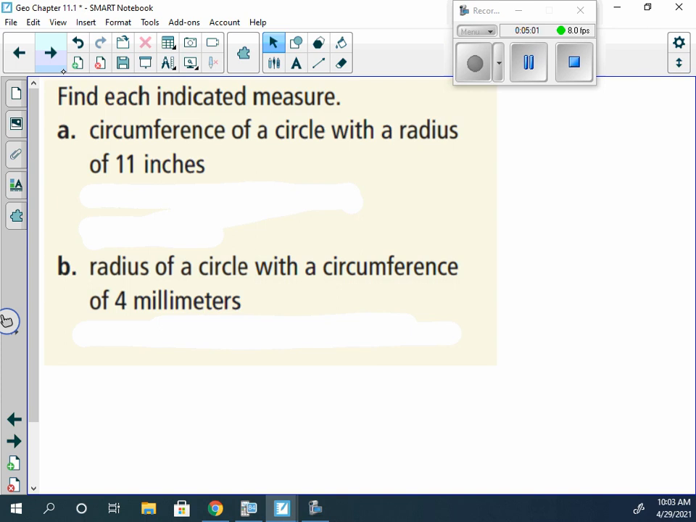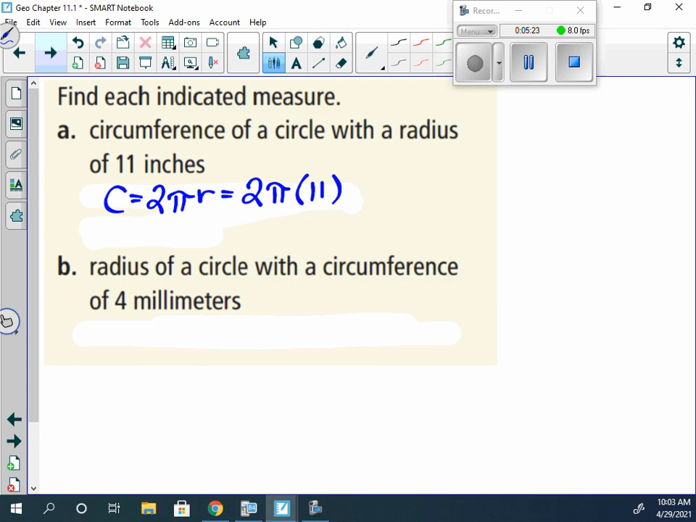One where we're finding circumference or diameter, and one where we're finding the radius. So the circumference of a circle with a radius of 11 inches. Again, we're using C is equal to 2 pi r. So if I want to find the circumference, we can use our formula and plug in the value of the radius, which is 11. That's 22 pi. If we wanted to put in units, we can put inches. But that would be the answer unless it wants us to put it in decimal form. Any questions on this so far?